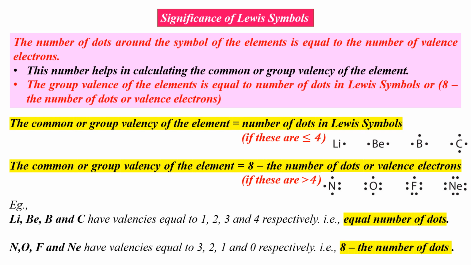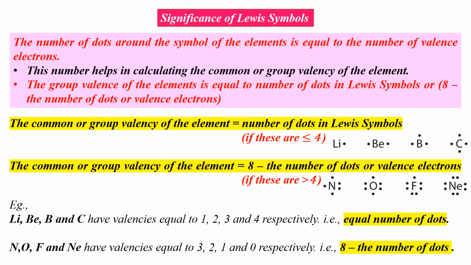Now, what do you mean by group valency of an element? It means all the members of the group to which the element belongs would have the same valency as the element. Clear? Now, the group valency of elements is either equal to the number of dots in its Lewis symbol or it is equal to 8 minus the number of dots. The following technique would help you in calculating the common or group valency of elements. The common or group valency of an element would be equal to the number of dots in its Lewis symbol when there are less than or equal to 4 dots surrounding the symbol of the element.